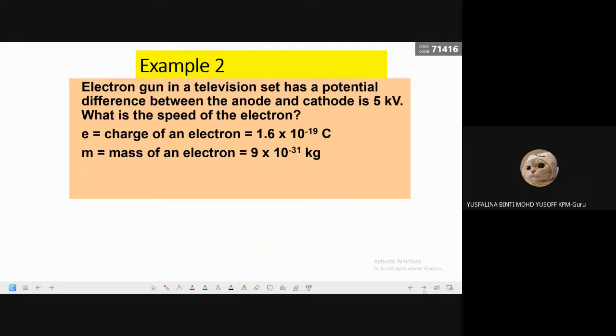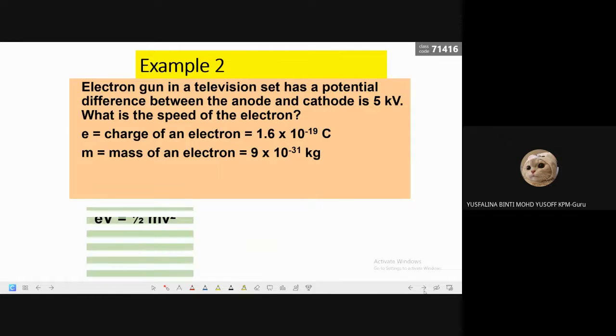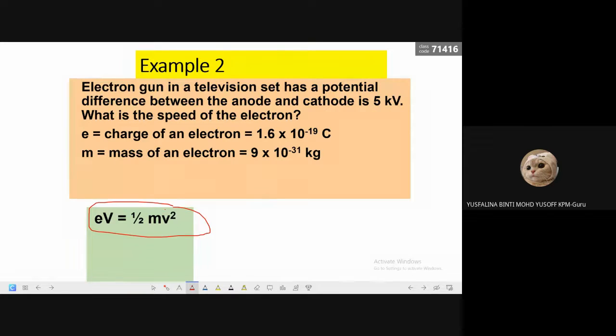This one also, what is the speed? You want to find v, they give you e, they give you m, so you need to use this formula: eV is equal to half mv squared.